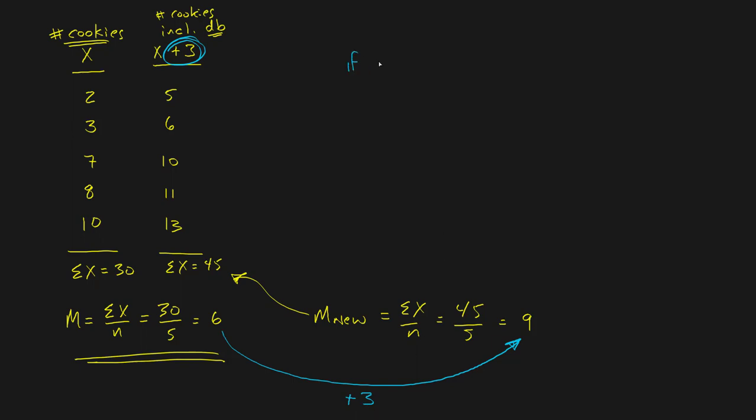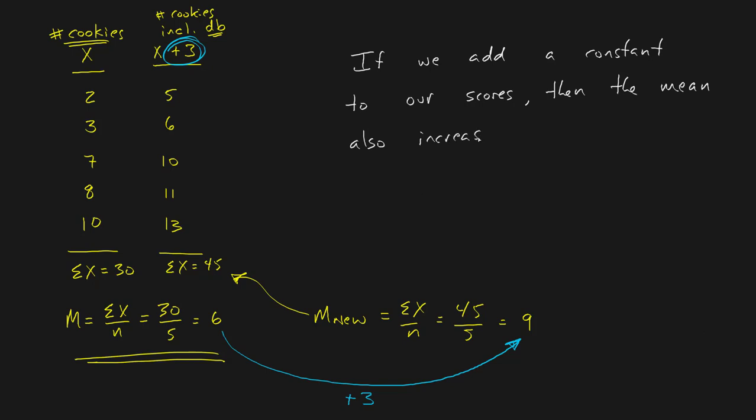So, actually, let's make that a little bit easier to see. We can put it this way. If we add a constant to our scores, then the mean also increases by this constant. So if I had added 10 to each of my scores, then the mean would have been 10 higher. Instead of being 6, it would have been 16.